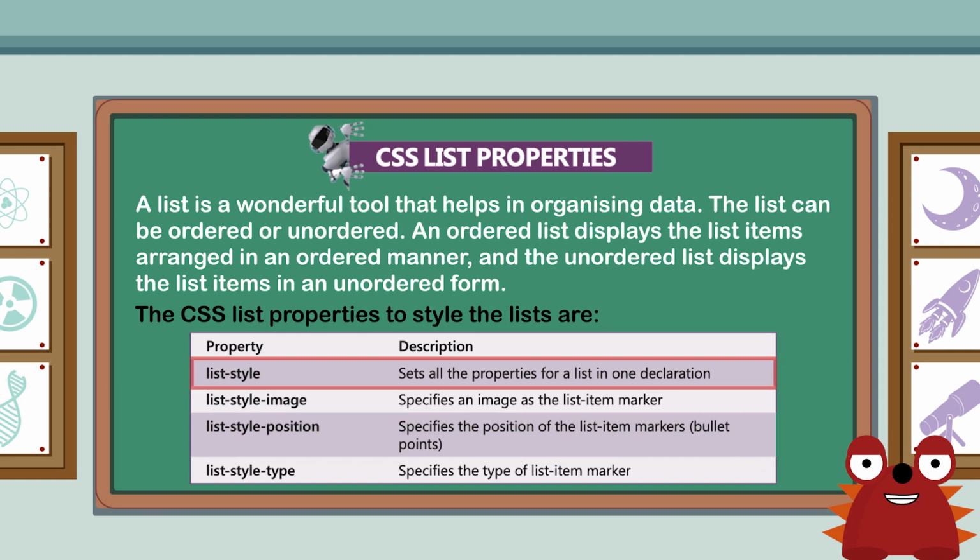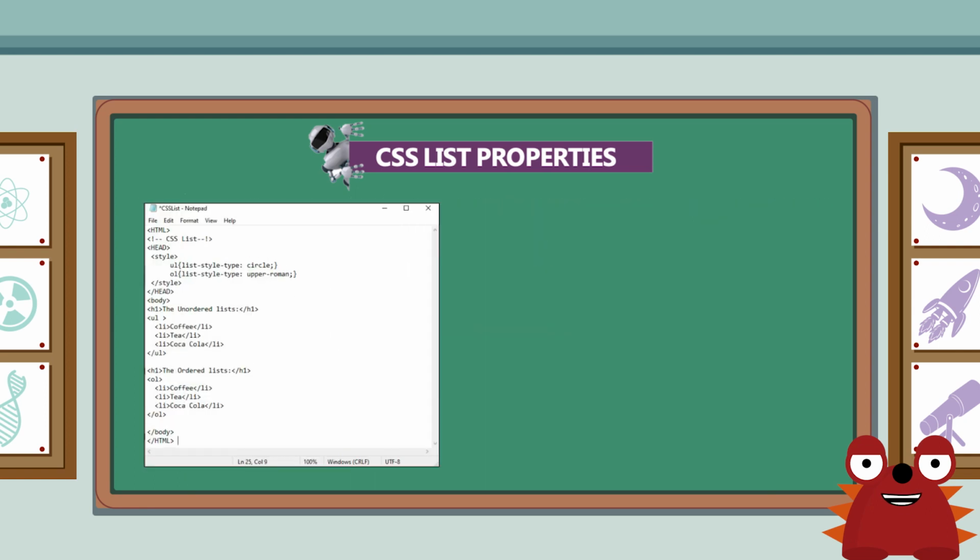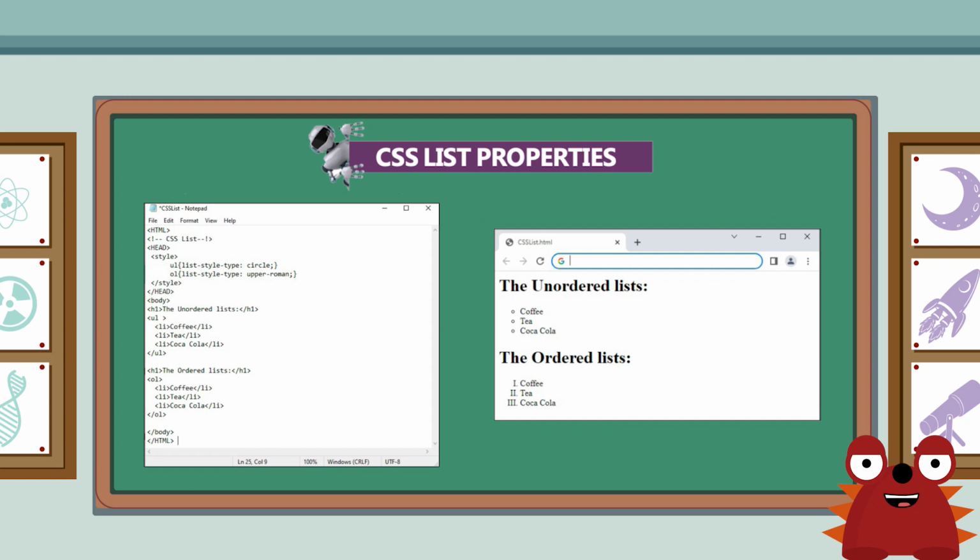The CSS list properties to style the list are as follows. List style sets all the properties for a list in one declaration. List style image specifies an image as the list item marker. List style position specifies the position of the list item markers. And list style type specifies the type of list item marker. Here is an example and the output.